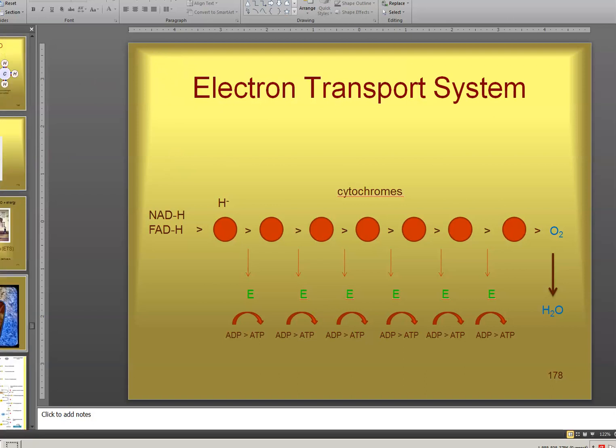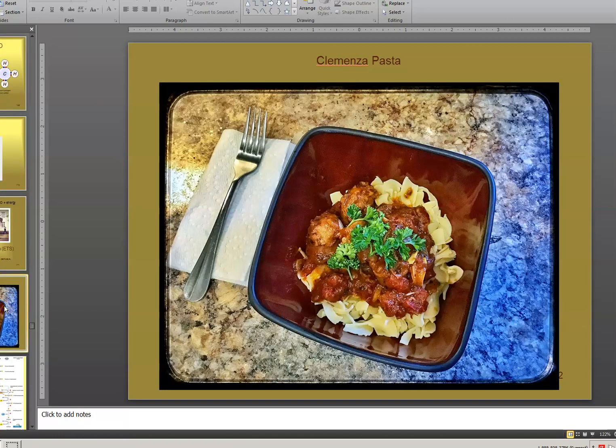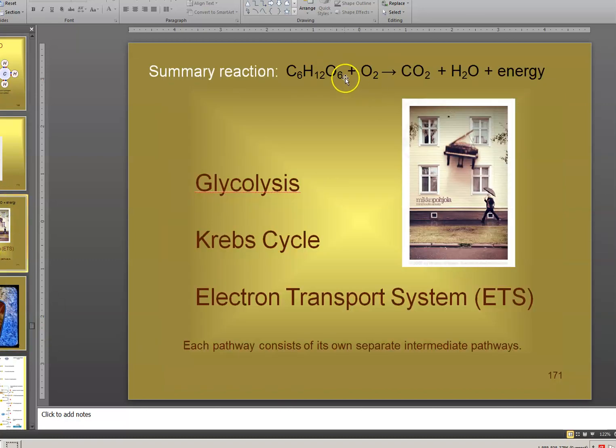And in fact, we ate a whole bowl of glucose, a gazillion glucose molecules in this pasta here. So there, we have now counted. You can put a solid line under all of these compounds in the overall summary reaction of metabolism, because we've gone through these three pathways to account for all of them.